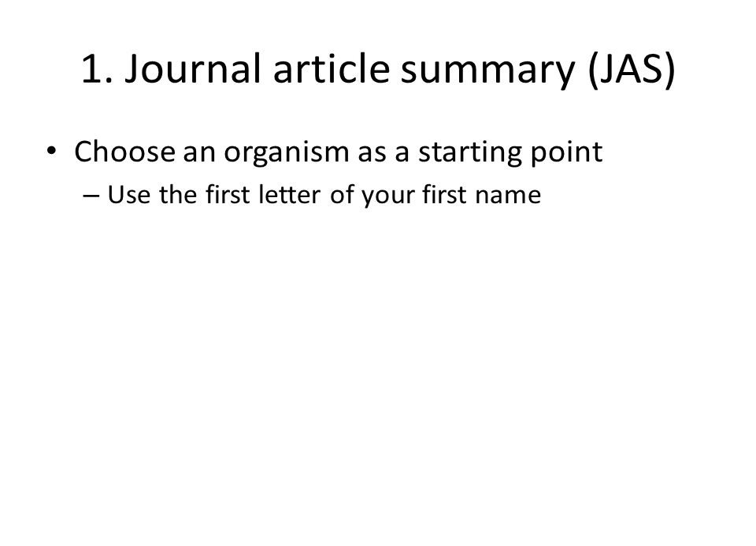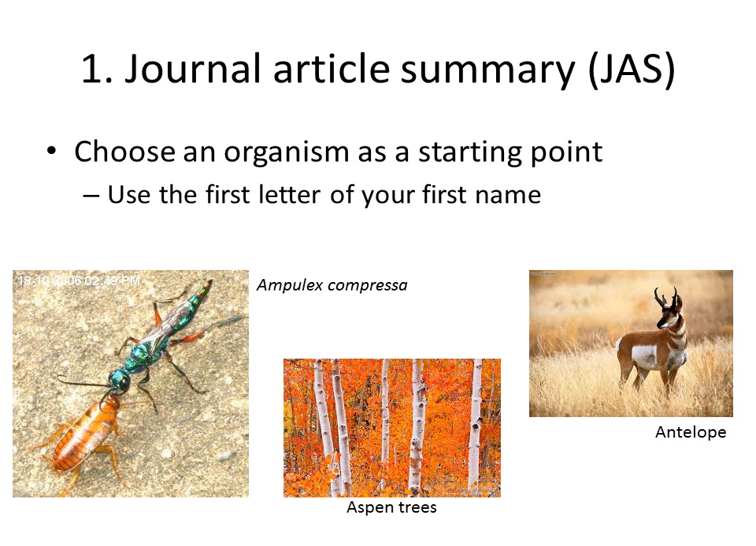For Part 1, you will go out and find a journal article summary of your choice, as long as one of the organisms described in the article has a name that starts with the first letter of your first name. For instance, my name starts with A. Some things I could look at are the ecology of Ampulex compressa, a type of wasp, the ecology of aspens, or antelopes, or even Anopheles mosquitoes. There are lots of options out there.